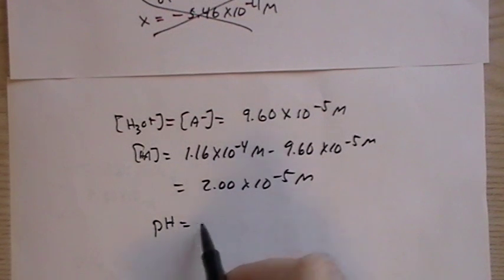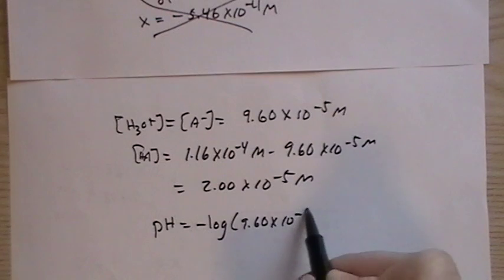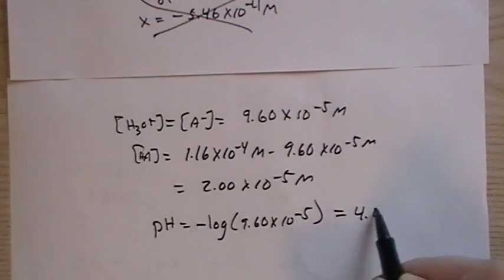And then pH is going to be the negative log of 9.60 times 10 to the minus 5, or 4.01.